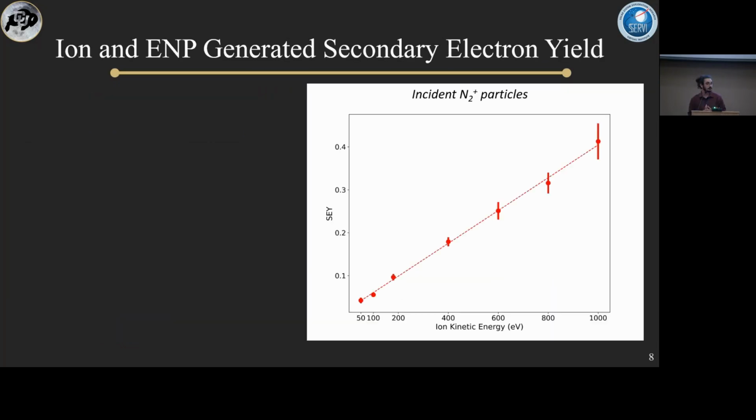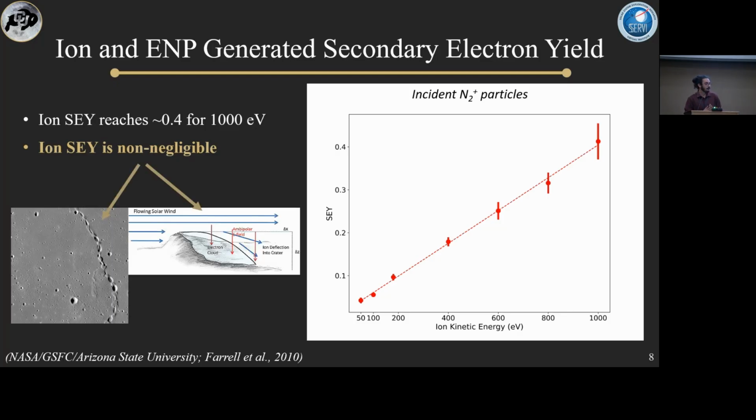Here I'm showing you the secondary electron yield as a function of the ion energy for incident nitrogen particles. What you can see is that throughout this entire range of energies between 50 and 1,000 eV, the ion-generated secondary electron yield is non-negligible, and it reaches a maximum value of about 0.4 for 1,000 eV ions. This is important for the lava tube scenario or the permanent shadow region scenario that I was talking about earlier.